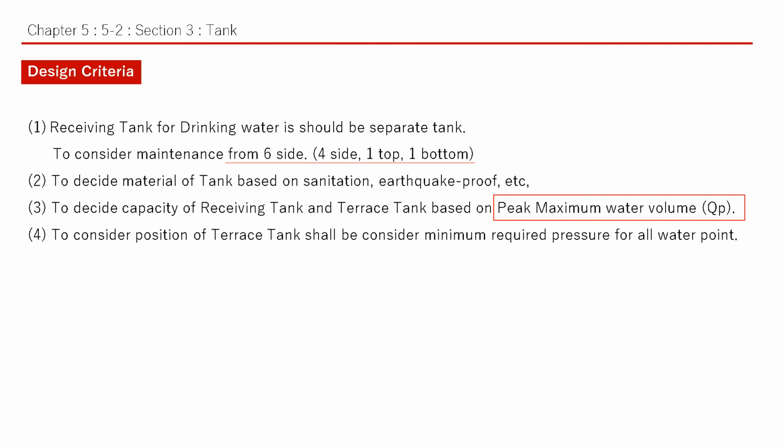Section 3, Tank. The tank here is assumed to be the drinking water tank. Therefore, in order to supply safe drinking water, it is necessary to be able to visually check the entire tank. Sufficient space must be secured from 6 sides. Then, the tank size is decided from the peak maximum water volume per minute.